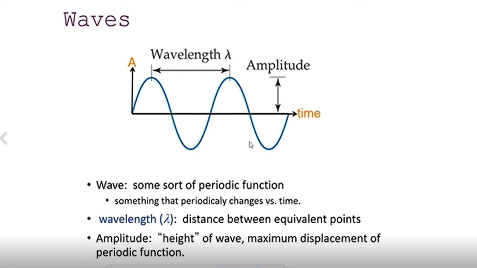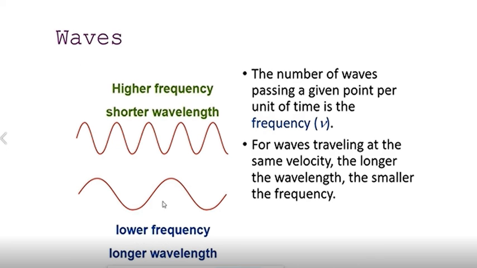Then wavelength, the distance between equivalent points. Equivalent points means this is an equivalent point. That is the maximum point that you can reach as a wave. So this is the starting point of a wave. If you go from here to here, that is also called wavelength, lambda. Then amplitude, that is the height of the wave, the maximum displacement of the periodic function. So that means this material goes to here, that is the maximum distance that a material can change. That is called amplitude.